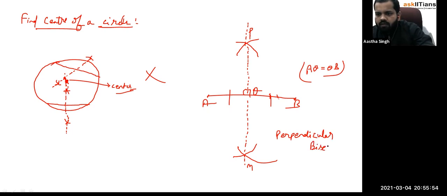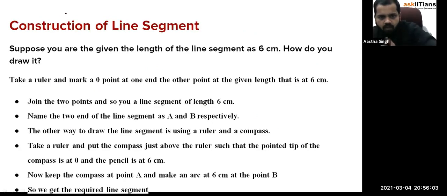In detail, we'll study later on. So this is how we find center. This is how we find perpendicular bisector. We'll study later on. So yeah, our syllabus: construction of what?